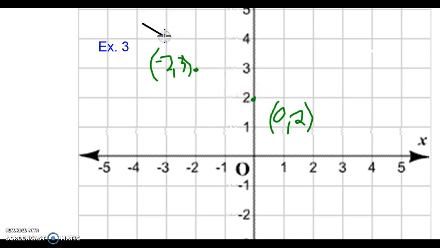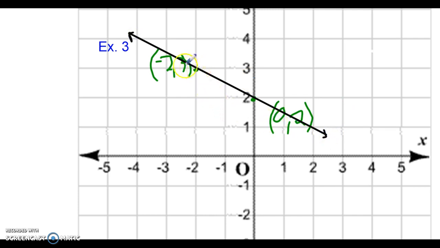That's not a real good line. Let's try that again. That's a better line. There you go, right through those 2 points. Okay. Put arrows on the end of that line for us. Let's see, arrows. Okay, make sure you have arrows, label your point.